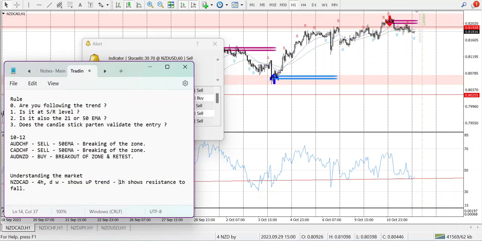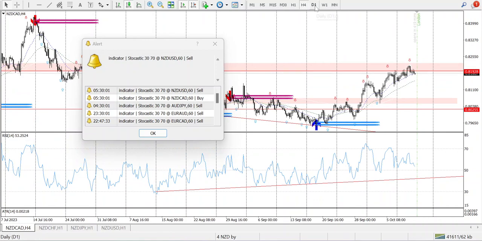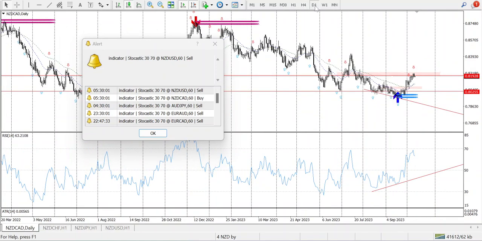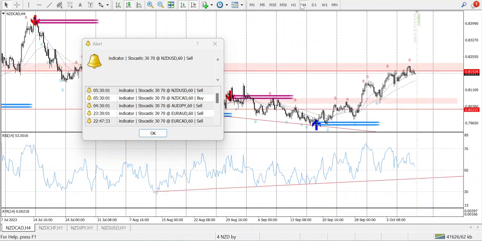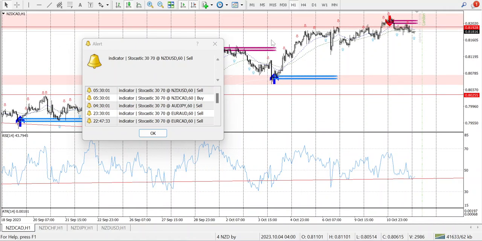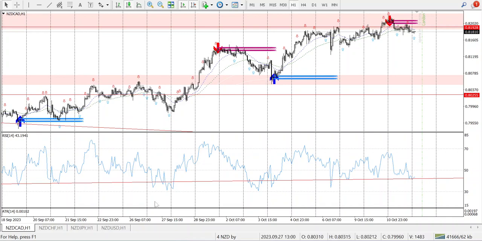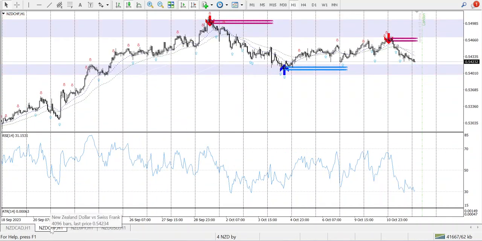It is very important, NZDCAD, because I have a feeling it will fall down. In hour four, in day one, it is showing a top tweezer. In hour four, it is forming some range area, and I don't know. It's my gut feeling that the market will go down, but I don't want to trade. And there is no sign of divergence here. So, let's ignore it.